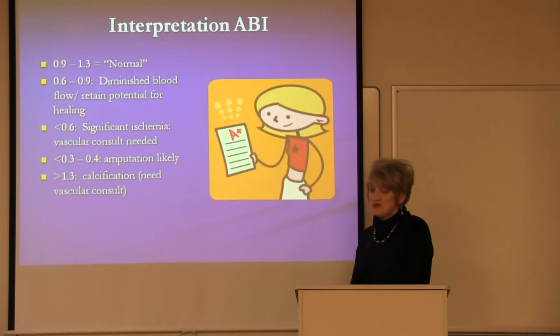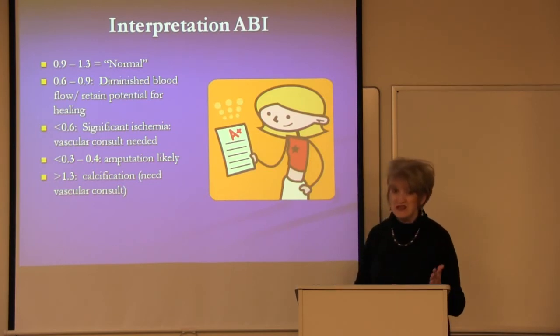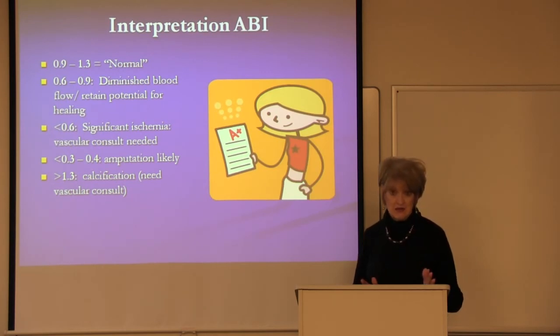As you move below 0.6, now you're moving into significant ischemia. These patients need a vascular consult. Once you get less than 0.3 to 0.4, so you're talking 30 to 40% of normal, this is considered critical ischemia. If it can't be corrected, that patient's probably going to end up with an amputation.